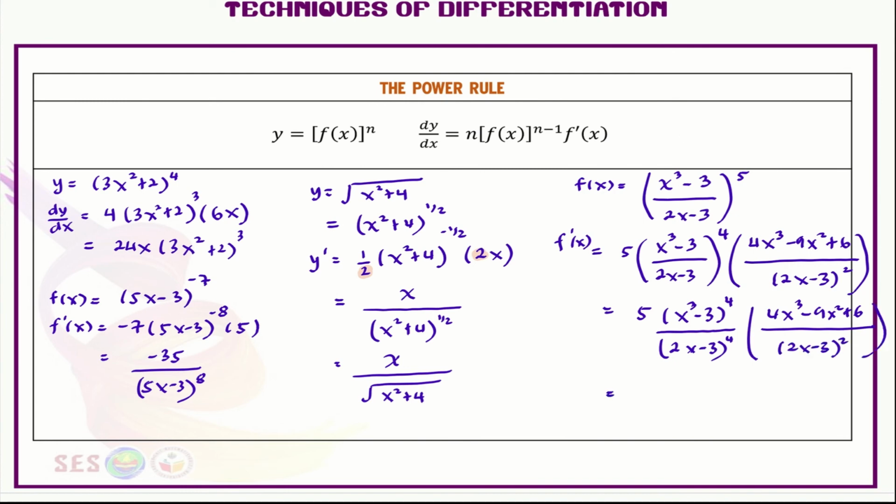All right, last but not least, the final answer should be 5 times (x cubed minus 3) to the power of 4 times (4x cubed minus 9x squared plus 6), over (2x minus 3) to the power of 6, as the denominator being multiplied. Okay, that's all for the time being.